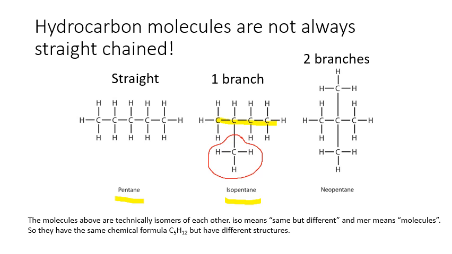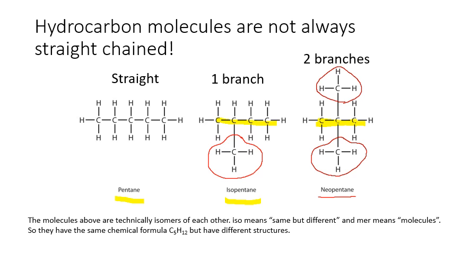We also have another molecule called neopentane, and neopentane has a carbon chain, but on this occasion it actually has 2 branches off that chain. That's the first one, and that one there is the next one. Okay.